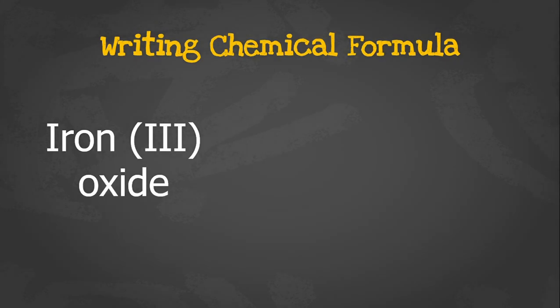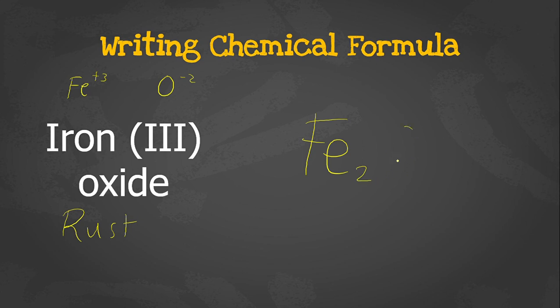Another example, we have iron oxide. Ito yung kalawang o rust. Chemical formula for rust. Okay, so iron is, sinabi na dyan, it's positive 3. While oxygen is negative 2. So, pag pinag-criss-cross mo, the formula is Fe2O3. Yan na ba yan?